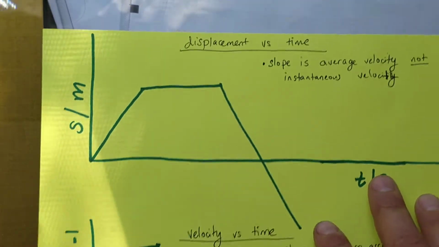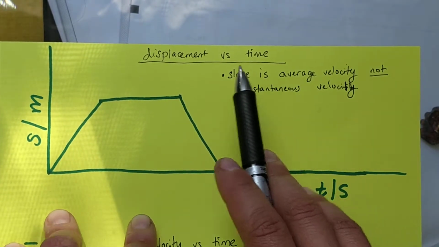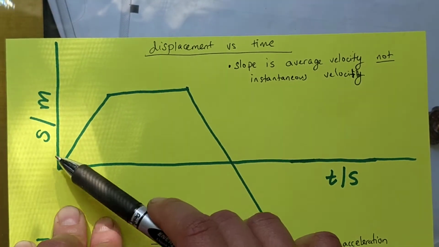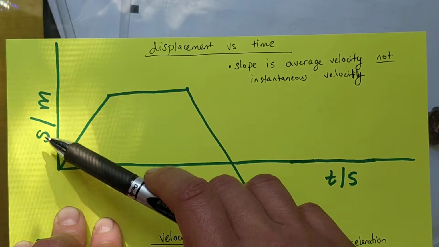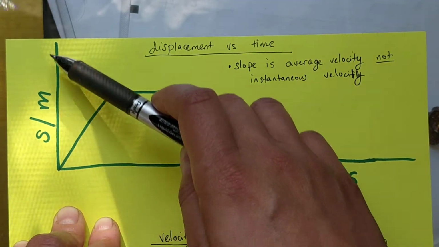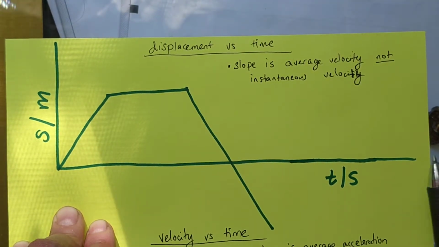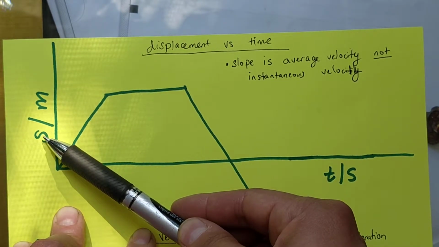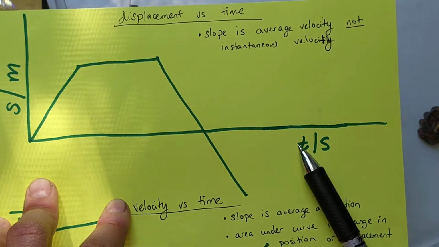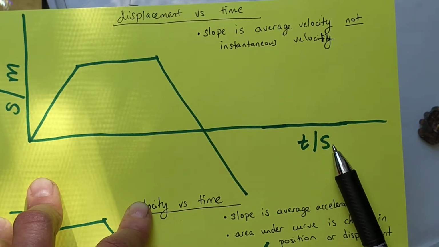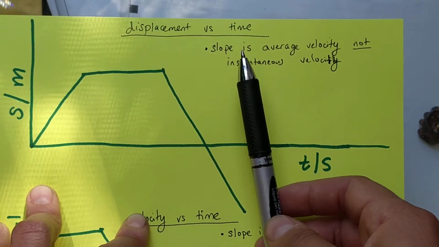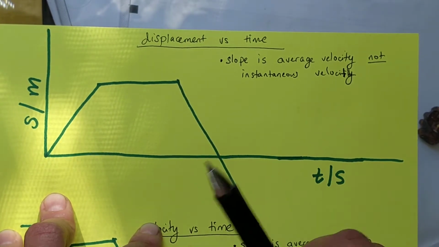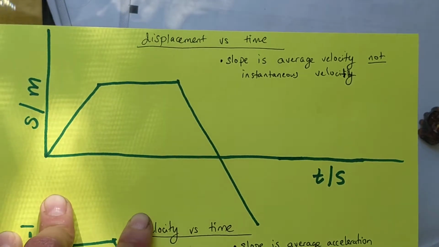All right, let's review these motion graphs really quickly. We have displacement versus time. Displacement is given on the vertical axis. It's a dependent variable. Time, the horizontal axis, is usually the independent variable. Displacement is the quantity, units of meters. Time is a quantity, units of seconds. So the slope of this graph is the average velocity. It's not the instantaneous velocity.